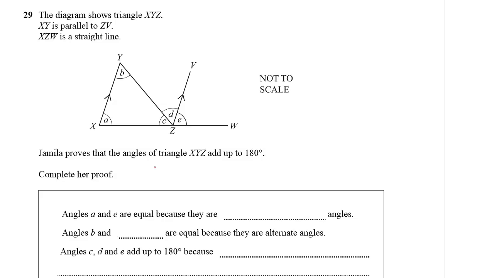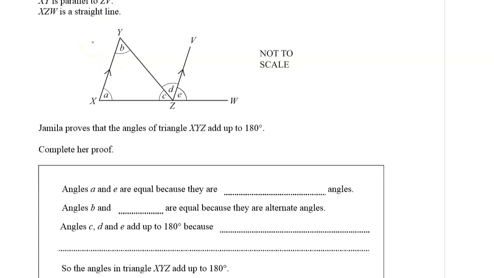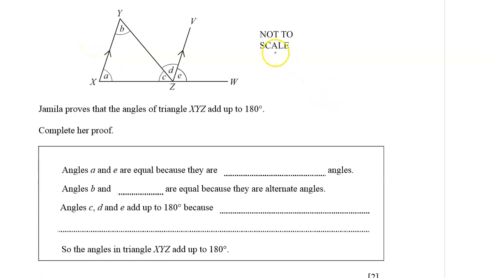All right, number 29, the last question. The diagram shows triangle XYZ. XY is parallel to ZV. XZW is a straight line. Of course, this is not drawn to scale. You should take note of that.